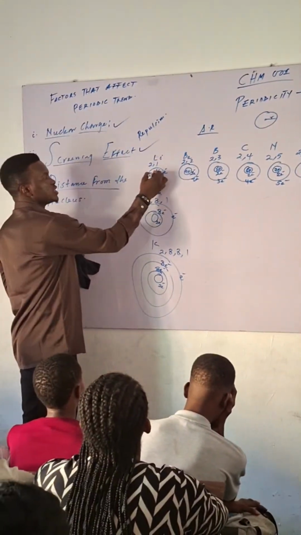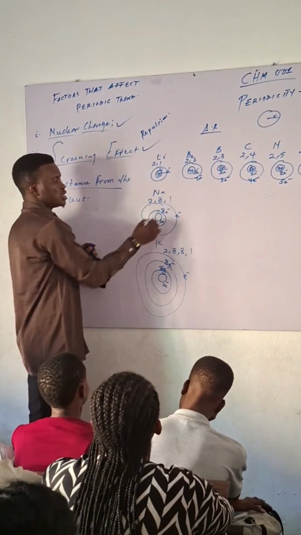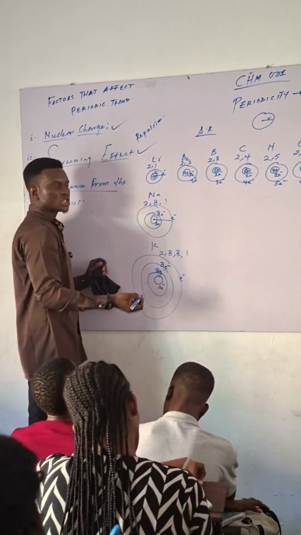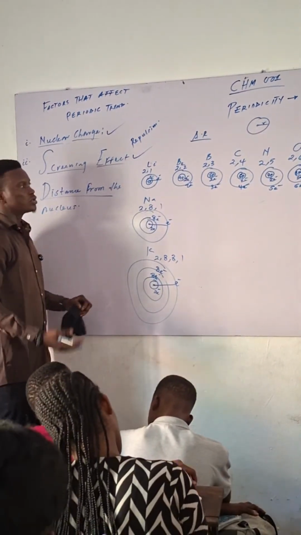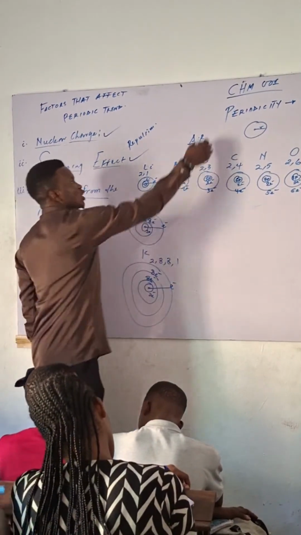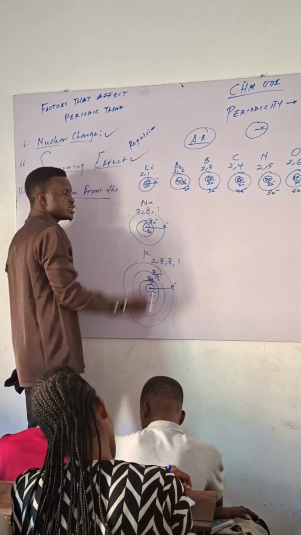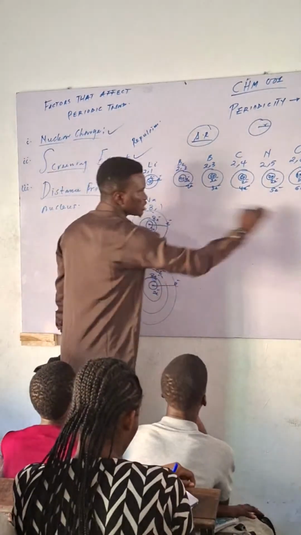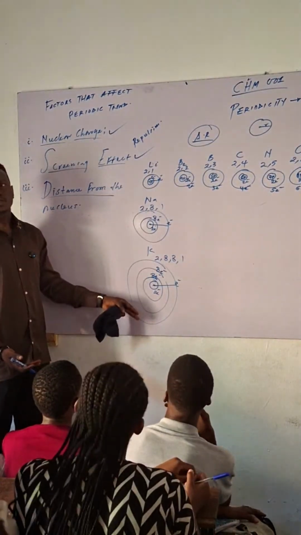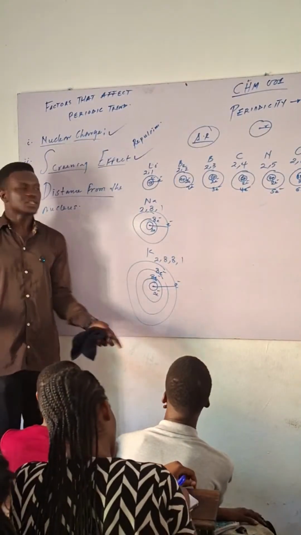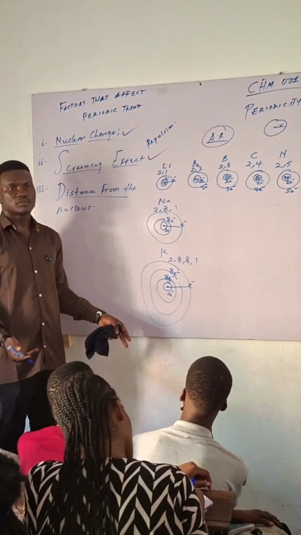The distance from the center to the outermost shell. So they can ask you, this atomic radius, is it increasing down the group or is it increasing across the period? So it is obvious. If they ask you that, why do you think it is increasing down the group?